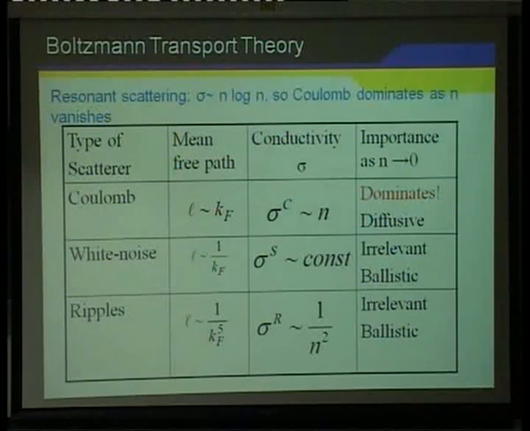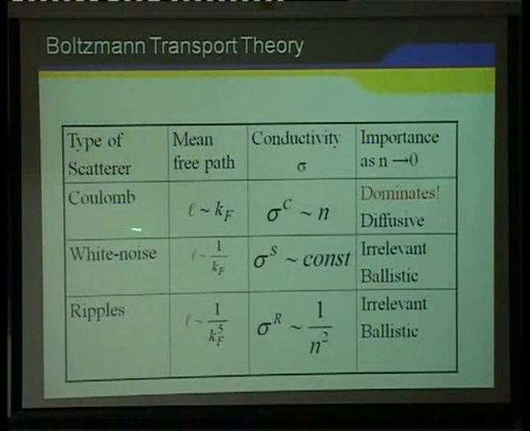Okay, so I have made a table here for you where I have done that Boltzmann calculation. This is all in our review article. So you can have various kinds of disorder. You can have other disorder also, but these are the four most important ones. Let me leave that one out. Coulomb. So the conductivity goes linear in n. Mean free path goes as kf, square root of n. So it always dominates as density goes to 0. It always will dominate. You can forget about everything. Everything else is irrelevant. This is relevant.